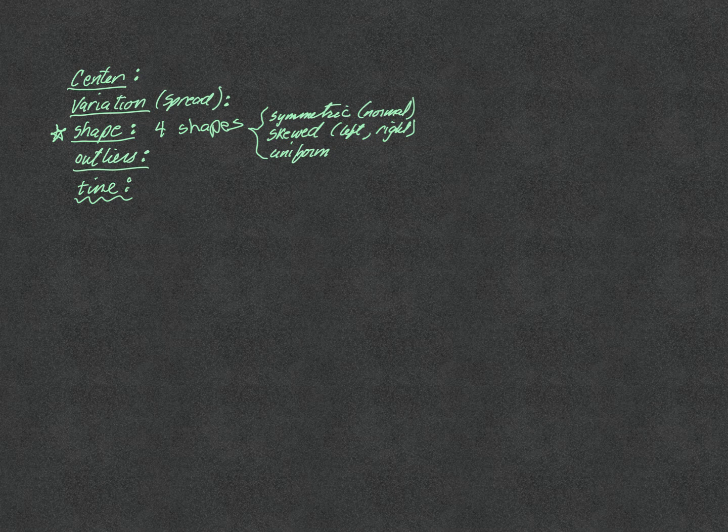Well, a symmetric distribution looks like this. Has this kind of a shape. It's high in the middle and it's really low on the ends. And so it has that shape.